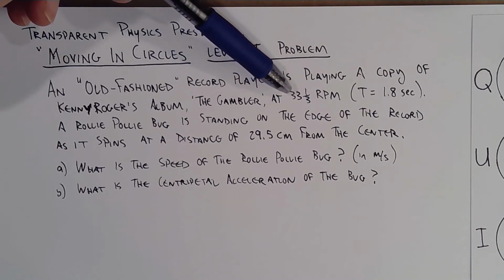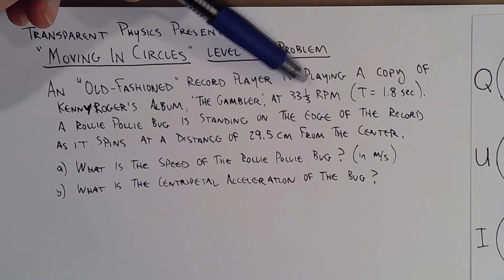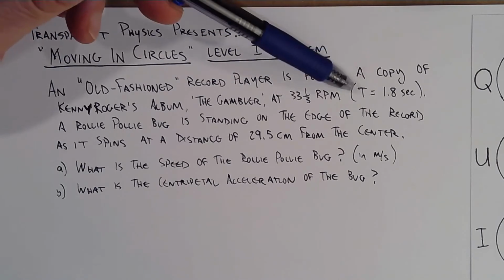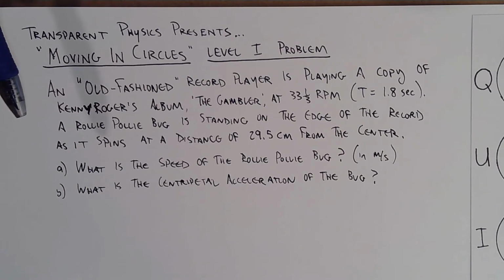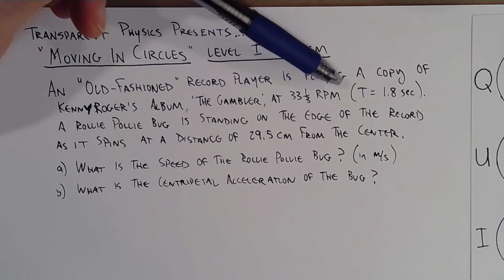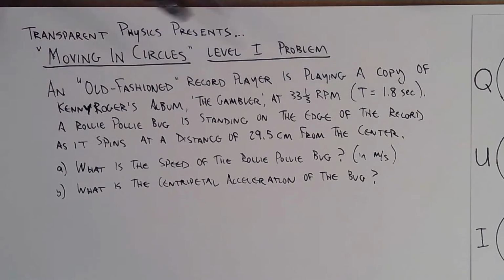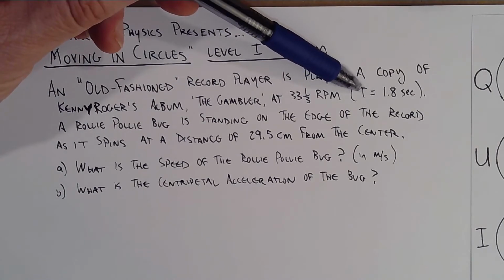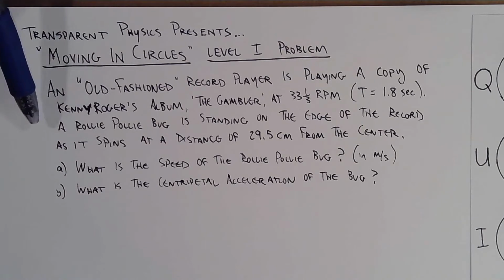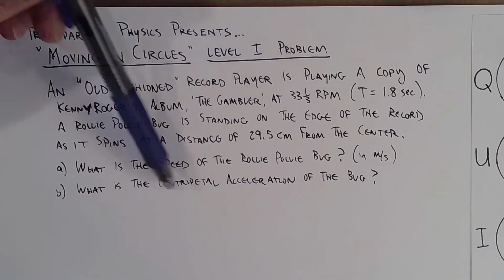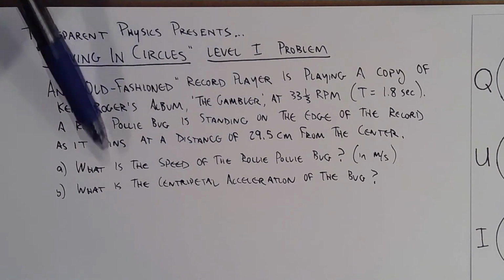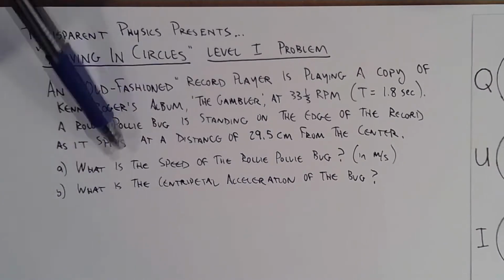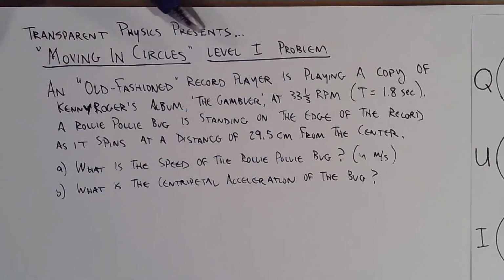And it's spinning at 33 1/3 RPM. I did the math for us on this one, although it's not too crazy. If it's 33 1/3 revolutions per minute, that ends up being about 1.8 seconds per revolution, and that is capital T, which is the period. So we've got a record spinning on a record player such that it completes one revolution every 1.8 seconds.